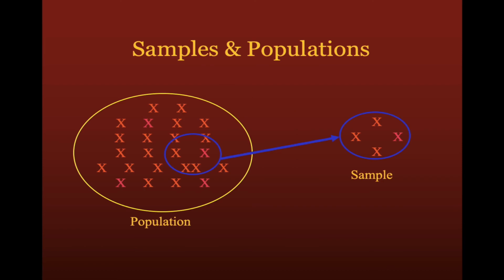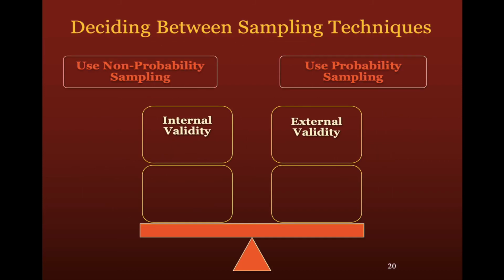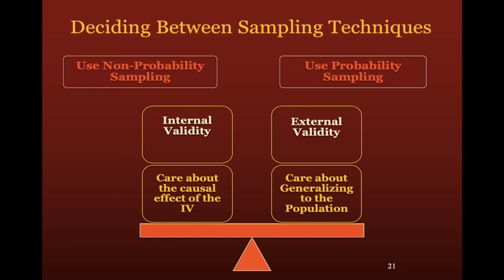Now, for any study, you have a population of people and you need to get a sample of individuals from that population, a smaller subset of individuals from the population. And the question becomes, do you want to use non-probability sampling or probability sampling? That really comes down to the issue of, do you care more about internal validity or external validity? When you're thinking about internal validity, you care about establishing a cause and effect relationship. But when you're thinking about external validity, you care about being able to generalize your effects to the broader population.